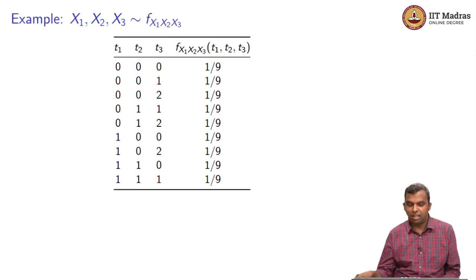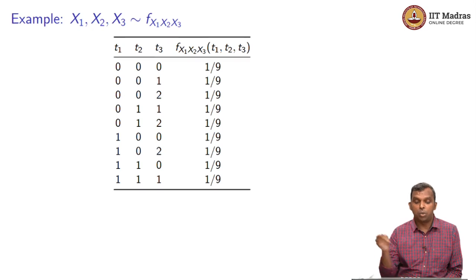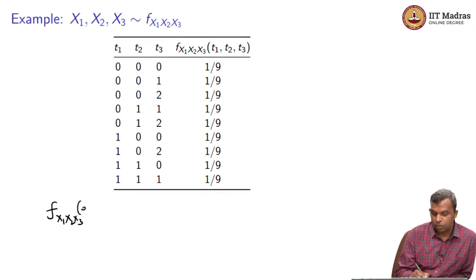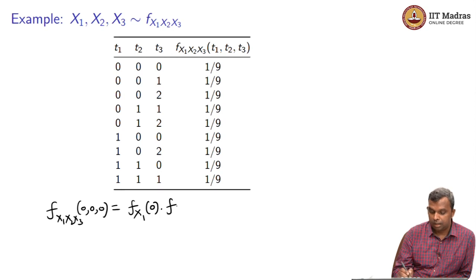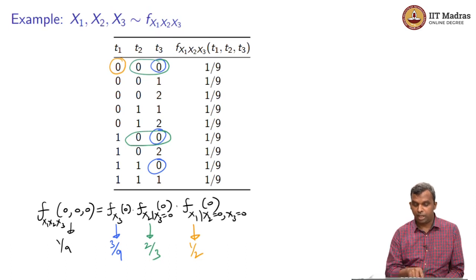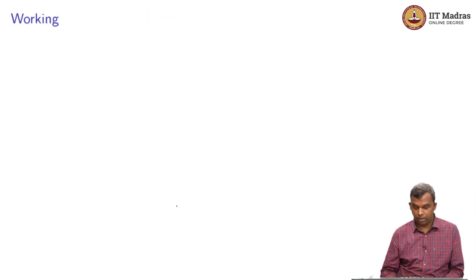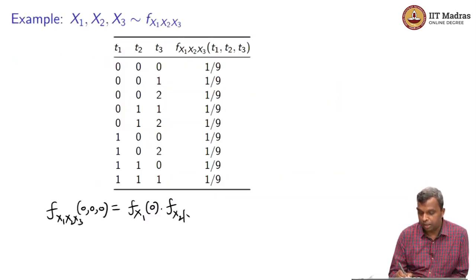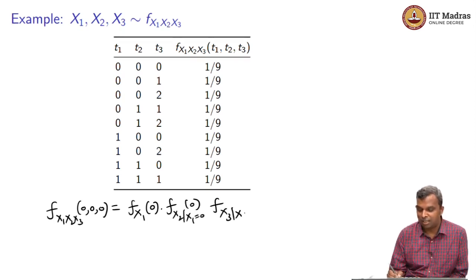Previously I went 3, 2, 1. Let me go 1, 2, 3. Let me show you how that is done. So let's say I want to look at the same evaluation. I did x1, x2, x3 of 0, 0, 0. I'm going to do it as f of x1 of 0. Just to be sure, let me check what I did before. I showed you x3, x2 given x3, and then x1 given x2, x3, right? So I'm going to do it in reverse here. I'll do x1 and then x2 given x1 equals 0 of 0. The same calculation, just to convince you that you will get the same answer.